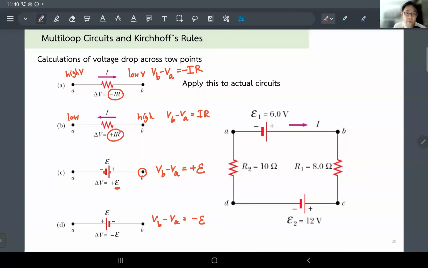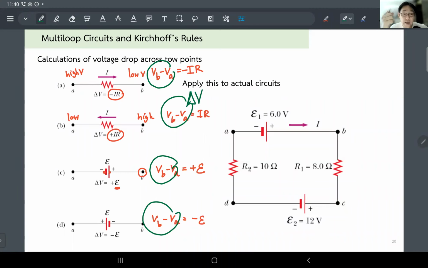So looking at these four cases, you already know how to calculate the potential difference. These are all delta V. All you have to do is keep checking the delta V along your loop, and if you are able to close a loop, the sum of all the delta V must be 0. Cool? That's how easy it is.